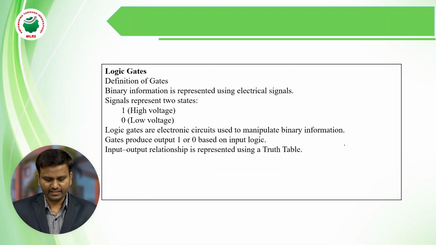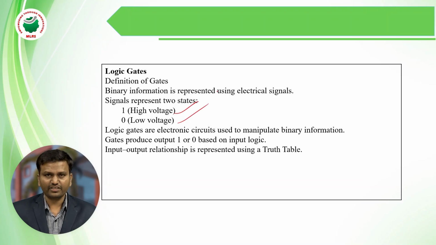And next is the logic gates. Logic gates are nothing but binary information represented using electrical signals. The binary information is nothing but zeros and ones. We are representing the digital logic gates using some symbols, and we'll see the symbols also. Signals are represented in two states, high voltage and low voltage.